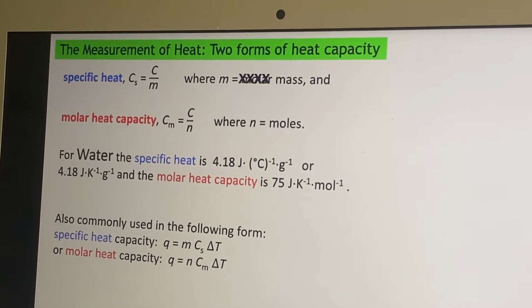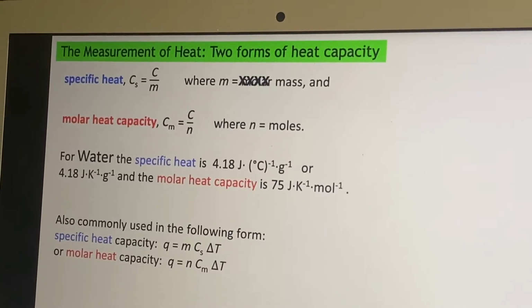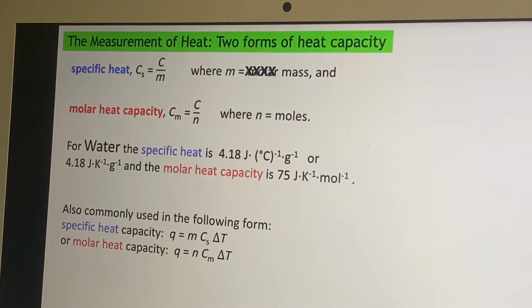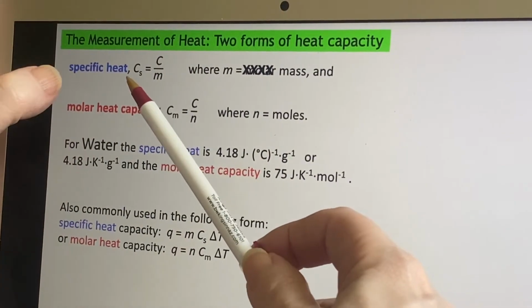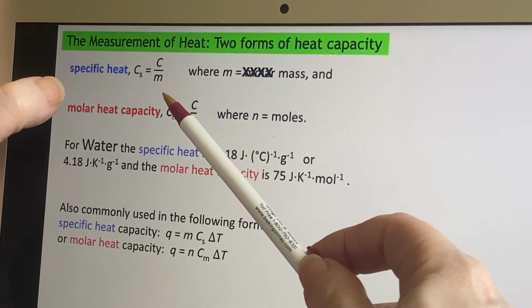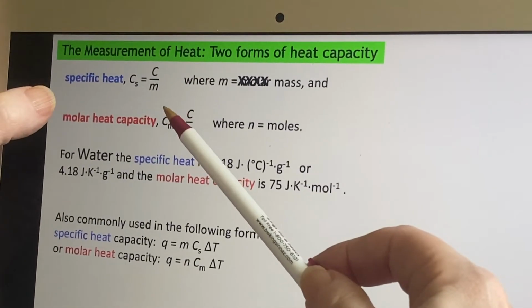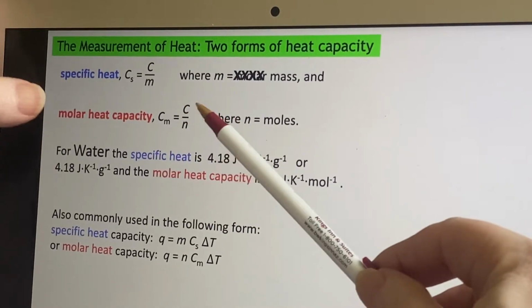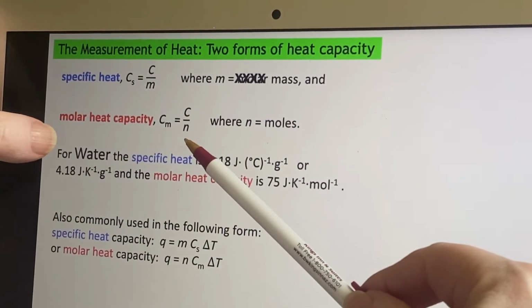When we're measuring heat, a lot of times we have to use heat capacity. And there are multiple ways of talking about heat capacity. Specific heat is where you're just talking about the heat compared to the mass. So per gram, for example. The molar heat capacity, you're comparing the heat to the number of moles.